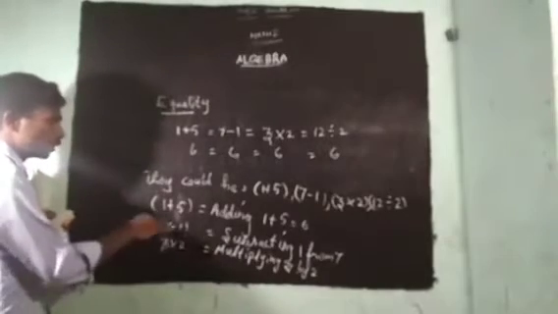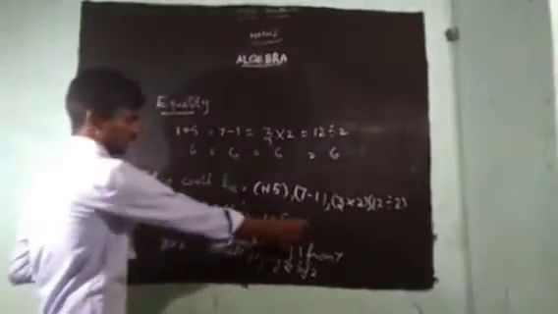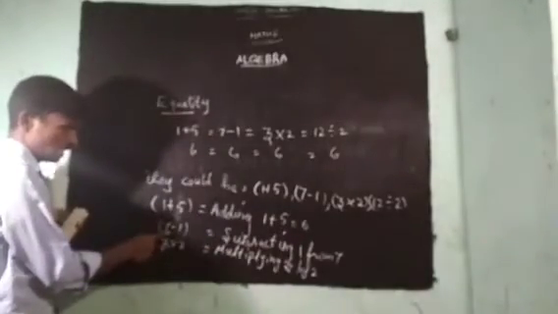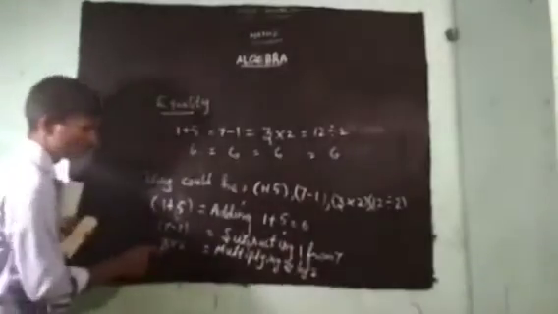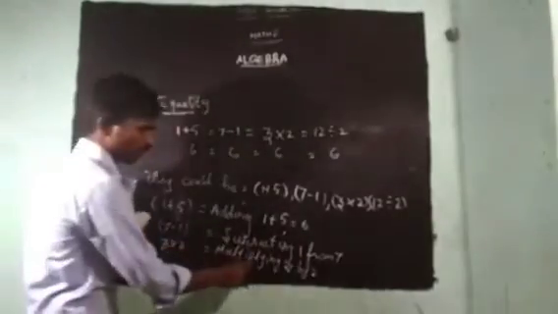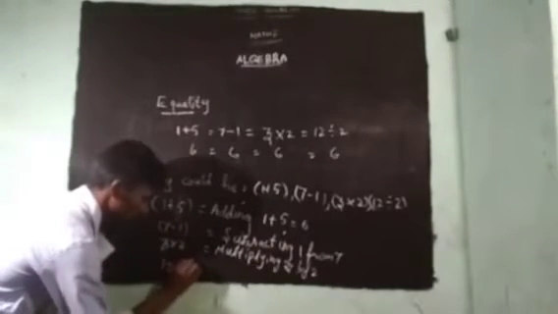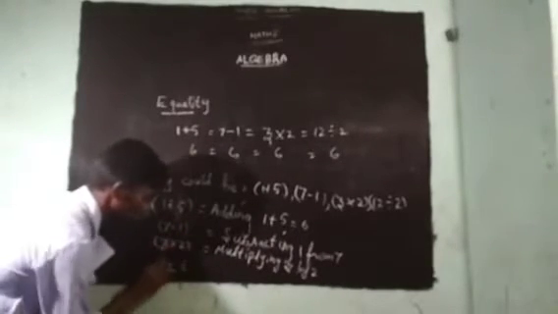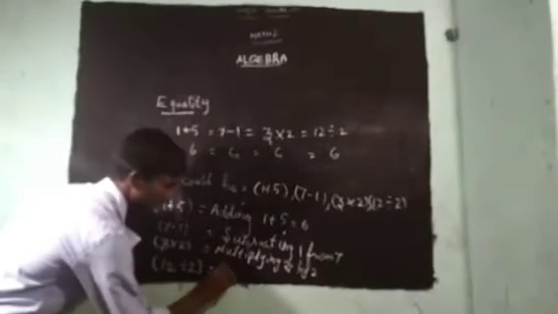Next, look here. This expression is adding 5 plus 1. This expression is subtracting 1 from 7. This expression is multiplying 3 by 2. Next, this expression, what will you do? Divide.